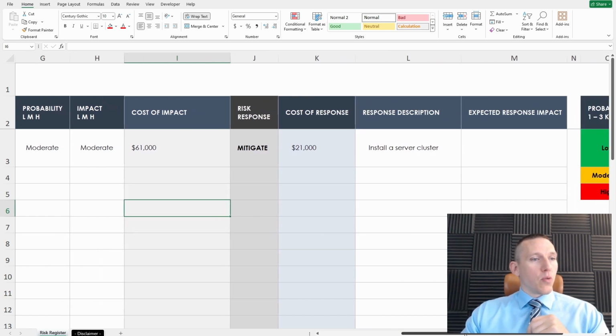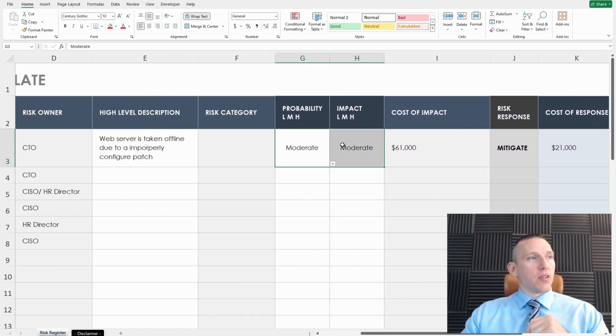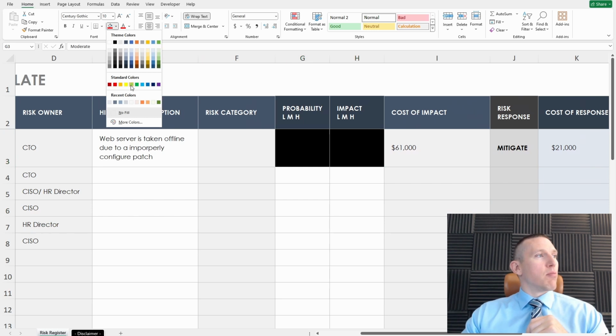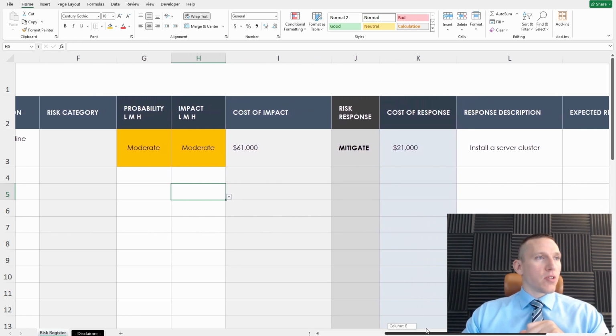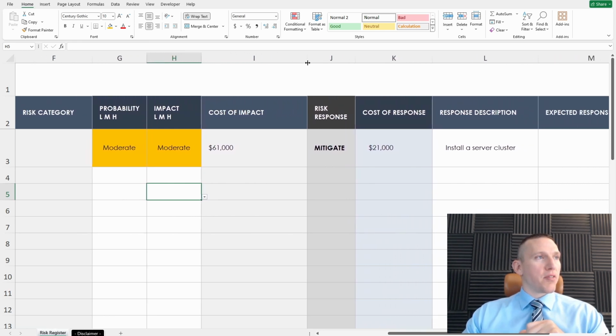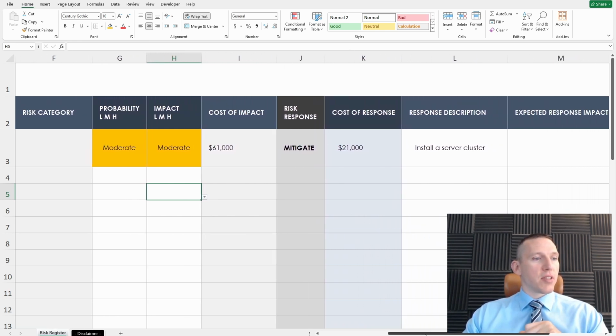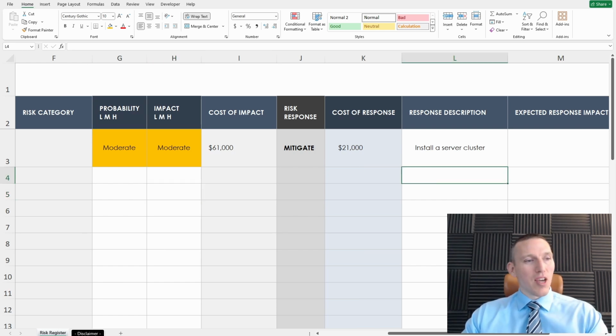Okay, so we have that, and oftentimes you'd see these color-coded. Moderate is usually color-coded as orange, low is green, and red is high. So we're going to color-code those. Our response is to mitigate, our cost of impact is 61,000, and our cost of response is 21,000. The response cost should usually be less than the cost of the impact. It should always really be less.